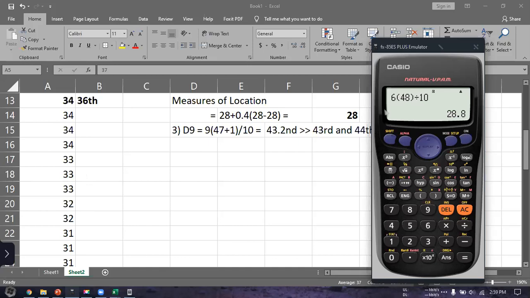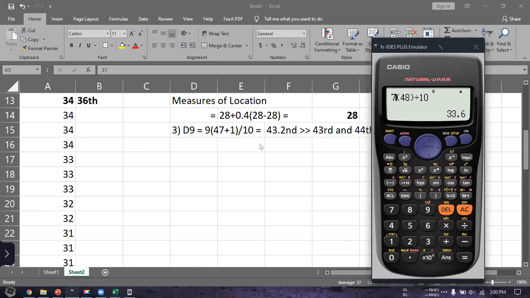How about the median? What is our median? 24. Eksaktong 24 eh. 33, ganun din. 33 and 34. 36, 35, 34, 33. Walang kaiba.